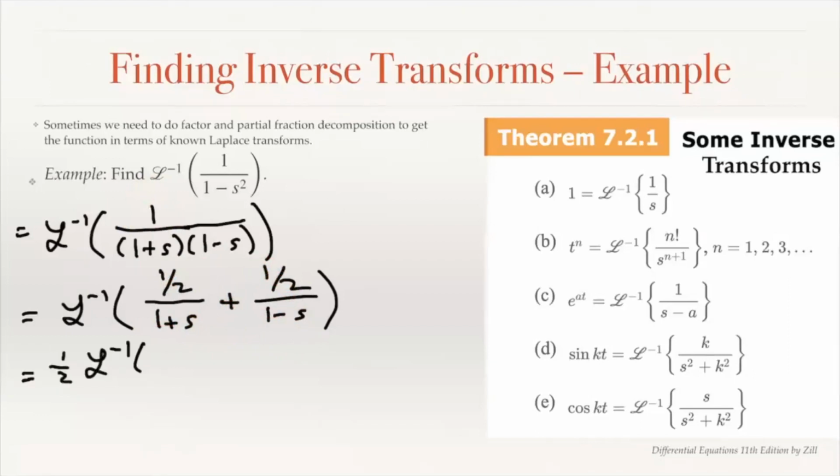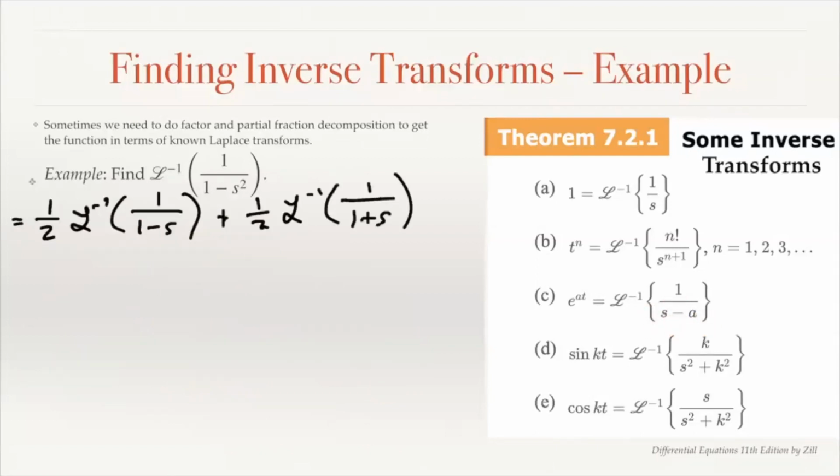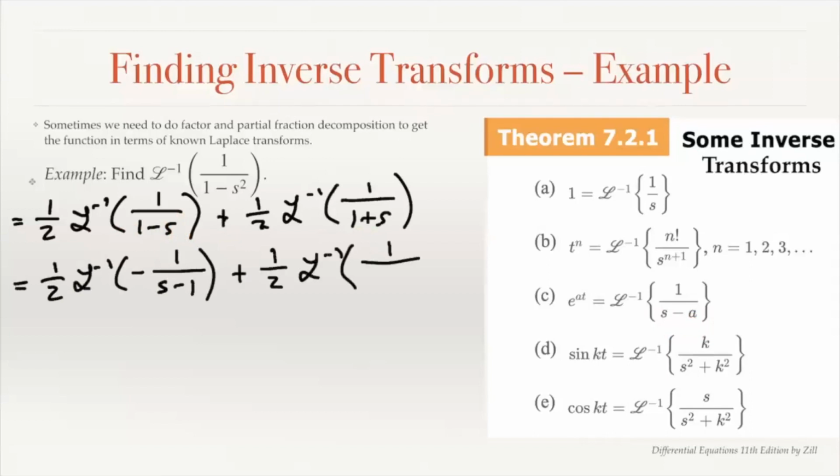And then we can separate that using linearity in this way. So that's distributing the inverse transform over the sum and then pulling out the 1/2 from each, since we can pull out constants. And now each of these almost looks like 1 over s minus a. Here's what we had. And to get it to look like 1 over s minus a, we need to put that s first. So how do we do that? We pull out a minus sign. So that's negative 1 over s minus 1. And over here, 1 plus s, let's write that as s plus 1.